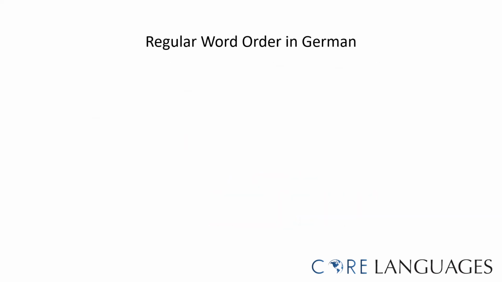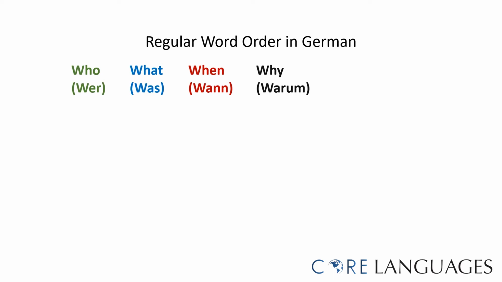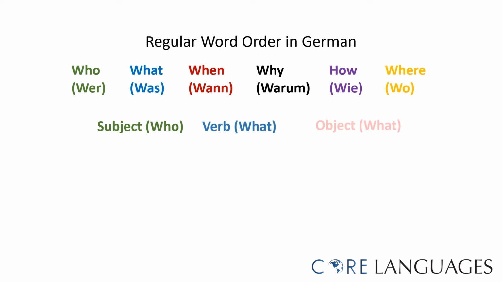To build a basic sentence, we need the element who and what, wer und was. But we can add more elements of information. For example, when, wann, why, warum, how, wie, and where, wo. The element who represents the subject of the sentence, and the element what includes the verb, but also the object.